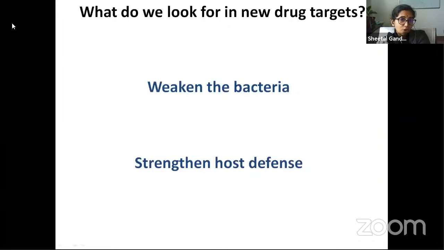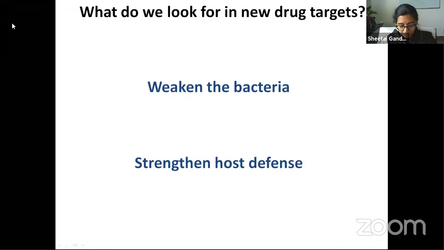So what do we look for in new drug targets? One, it should weaken the bacteria. So it should be something that affects an essential pathway of the bacteria. But there's also an alternative approach to thinking about how we can tackle TB, which is strengthening the host defense.